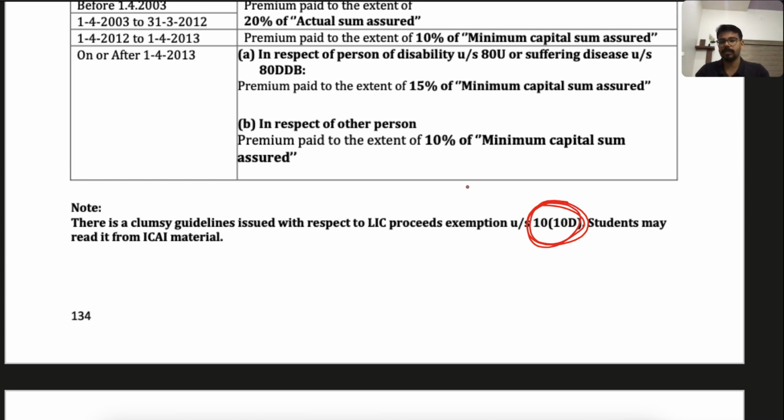That's why I'm not including the material. So if anybody wants, you can just go through that ICAI material. That's a supplementary material they've released. Okay, so it is there in the supplementary material, so I'm not going to discuss that.